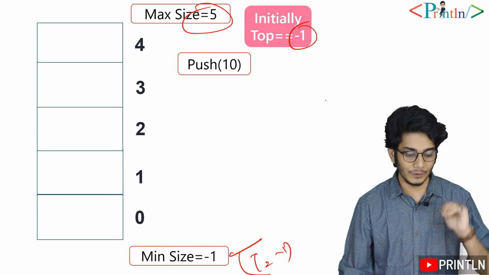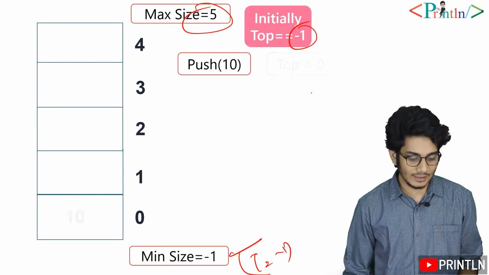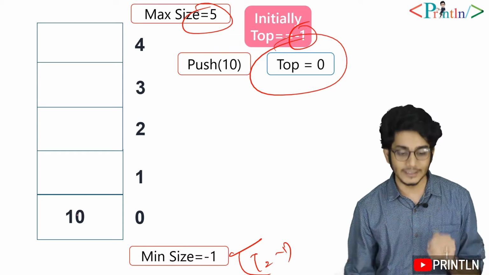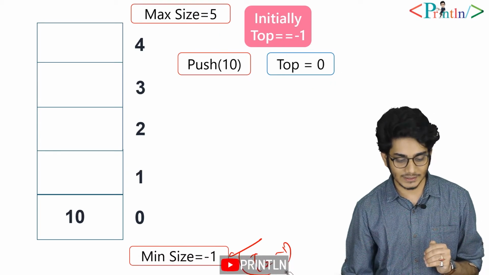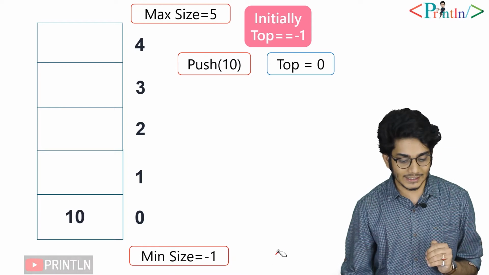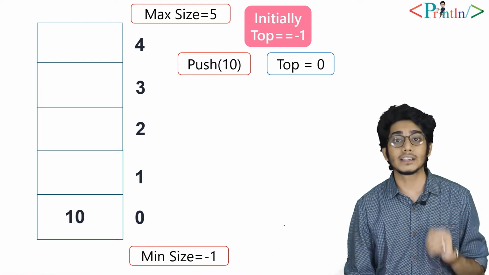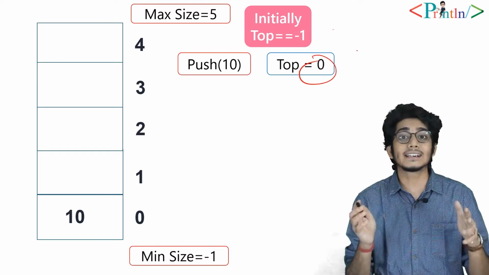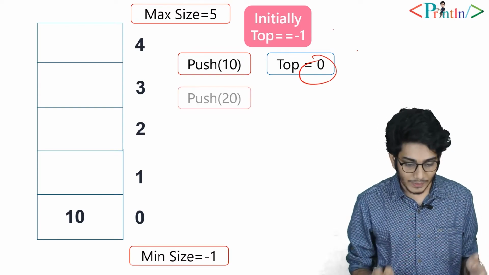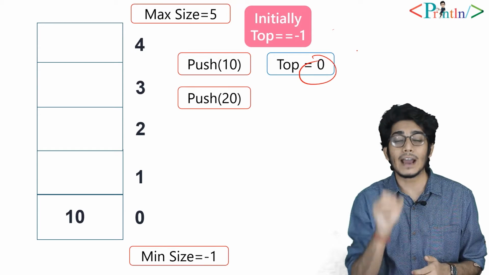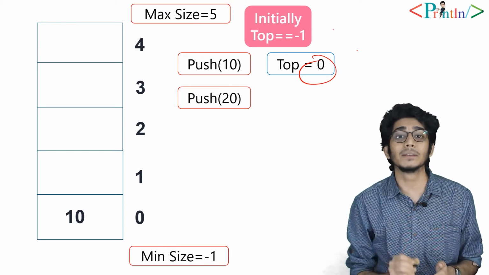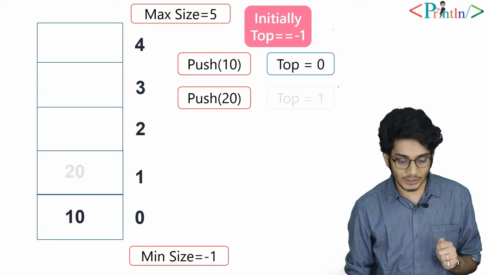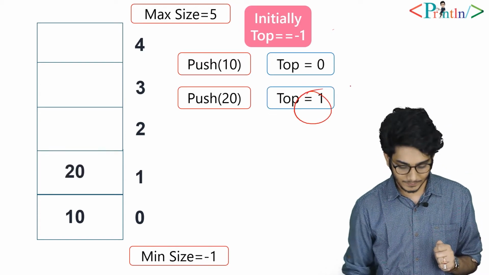So let's say that we'll push 10 into our stack. Then what will be the value of the top? The value of the top will be 0. So initially it was -1. After inserting 10, the value of the top gets incremented. Now it's 0. So let's say that we'll push another element, that is 20. Now you just pause this video and write in the comment section what will be the value of the top. So the value of the top will be 1.